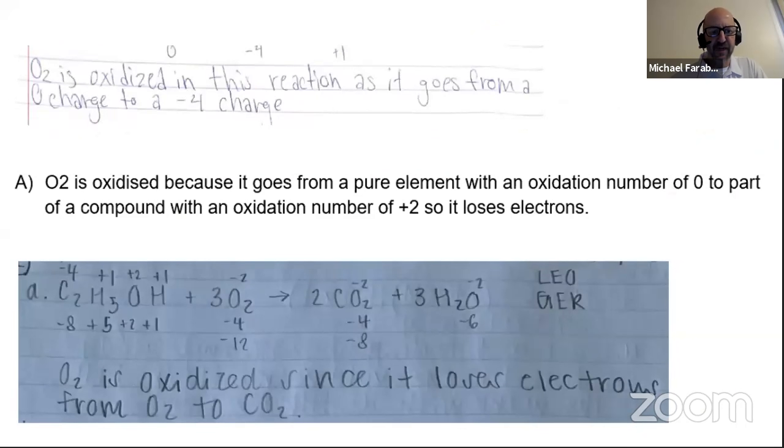And then we had some students that thought that oxygen is oxidized as it goes from 0 to -4, or that it's oxidized as it goes from 0 to +2, or that it's losing electrons.